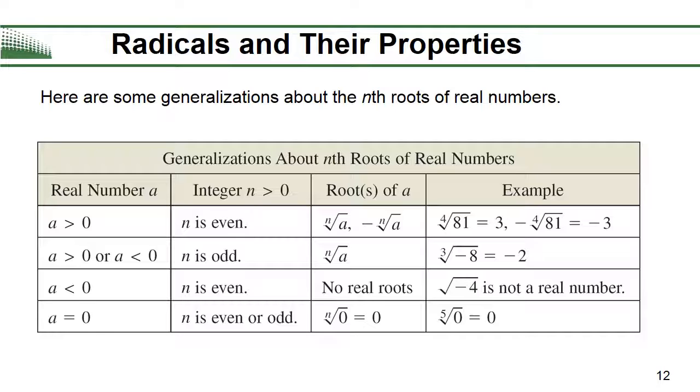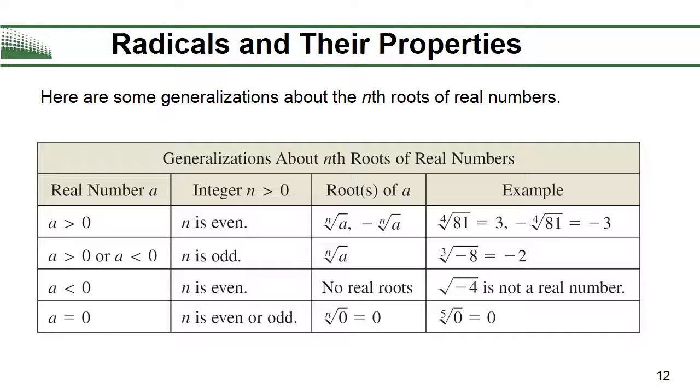All right, if a is positive or negative, so the number under the radical, under the root symbol, is positive or negative, and your root is odd, then you're going to have one root, and it's just the root of that number. For example, the cube root of -8 is -2. It is perfectly fine to have negative numbers under odd roots. Just think about it. -2 times -2 times -2 is -8.